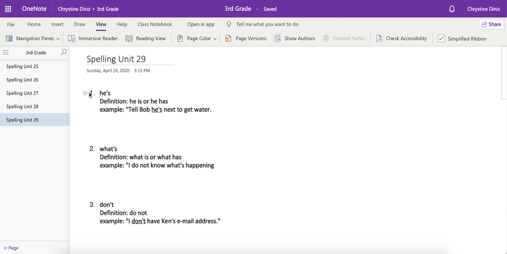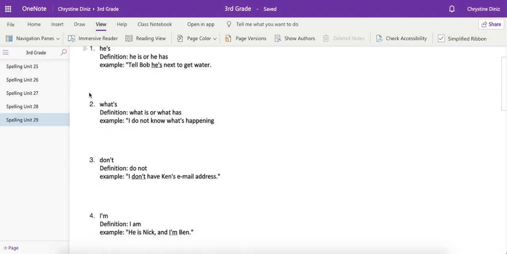Number one, he's. H-E apostrophe S. He's is basically he is or he has. And an example of that is, tell Bob he's next to get water. There's no pictures for our spelling words this week because there isn't really a way to get pictures of contractions. So we're just going to have example sentences and definitions for this week.